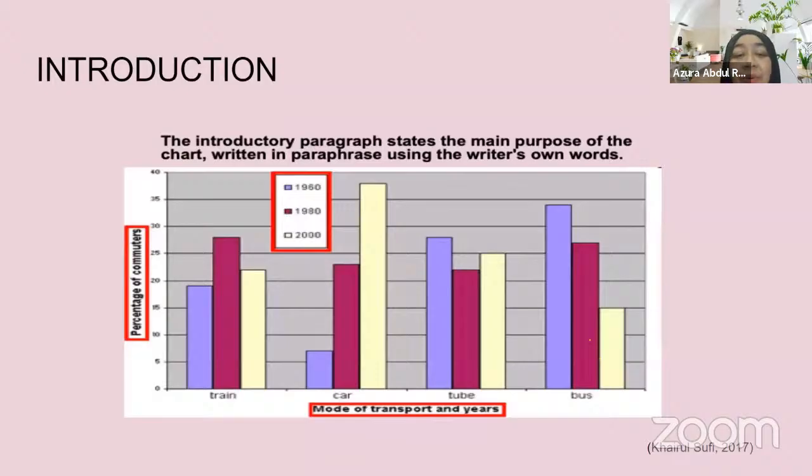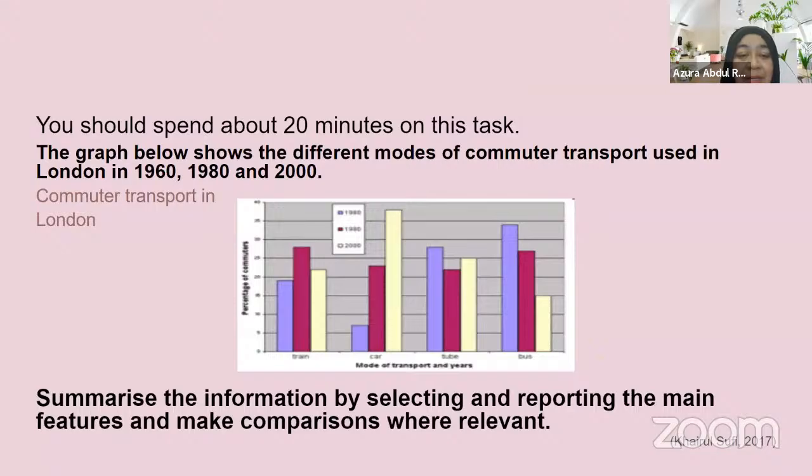Now let's go one by one. The same thing just now. The introductory paragraph states the main purpose of the chart, written in paraphrase using the writer's own words. Let's go back to here. The graph below shows the different modes of commuter transport used in London in 1960, 1980, and 2000. When you are writing the introduction, you don't want to copy and paste. You are going to paraphrase it. How would you paraphrase that sentence?